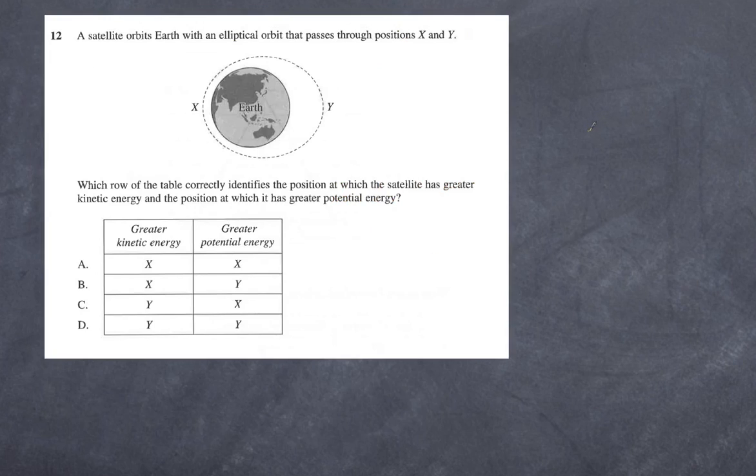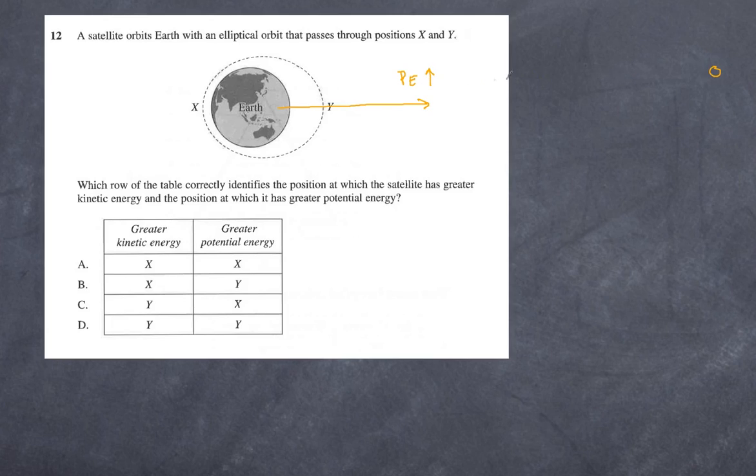Question 12. A satellite orbits the Earth with an elliptical orbit that passes through position X and Y. Which row of the table correctly identifies the position at which the satellite has the greater kinetic energy and the position it has the greater potential energy? To work that out, you need to understand that as we move away from the Earth in that direction, our potential energy will increase in that direction. And of course, eventually it becomes zero. So all of these values up here are negative, but we have an increasing potential energy.